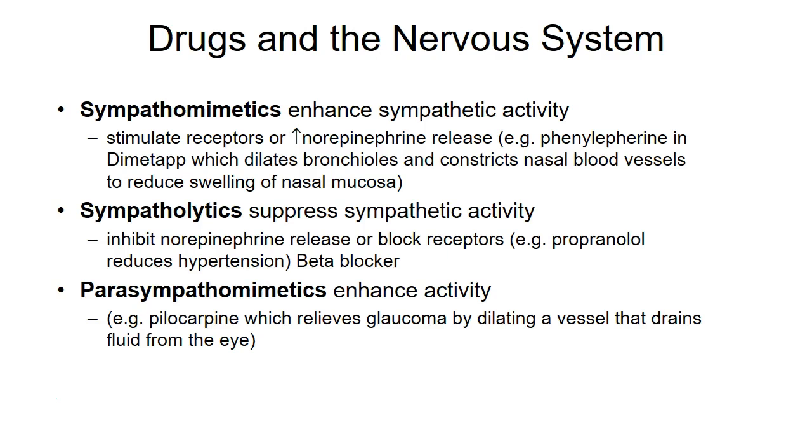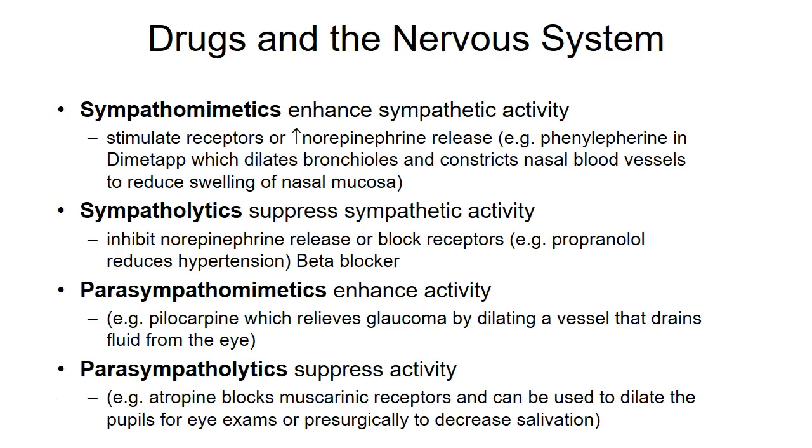Not surprisingly, we have mimetics for the parasympathetic and sympathetic nervous system. We can also talk about sympatholytics, which inhibit the sympathetic nervous system. We can also talk about parasympatholytics, which suppress the activity. Atropine is an example that's been used. For those that are going to be in emergency medical services, you use atropine. It's one of the common drugs you have on a crash cart. It's used to dilate pupils for eye exams, and it also decreases salivation as well as other things. All right?